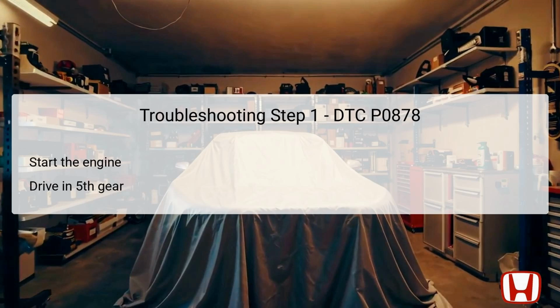After starting the engine, the next action is to drive the vehicle in fifth gear for at least 4 seconds. This test should only be performed when traffic regulations and environmental conditions make it safe to do so, as it's vital to ensure the safety of the driving environment. Operating the vehicle in this manner puts pressure on the transmission system, allowing the fluid pressure switch to report its status back to the PCM.